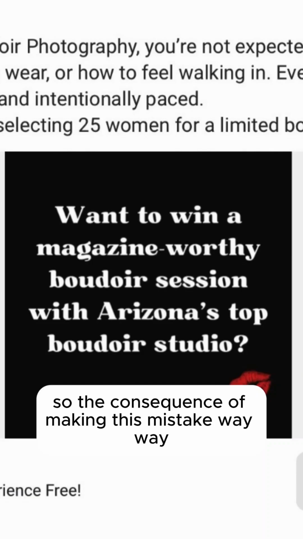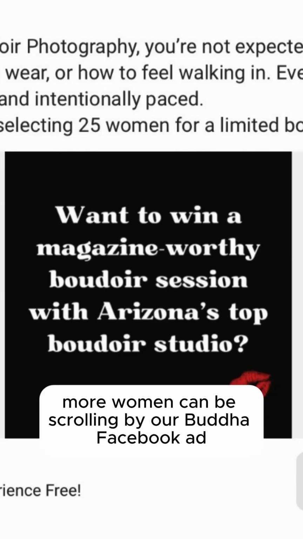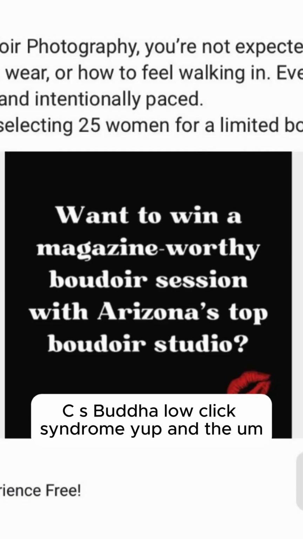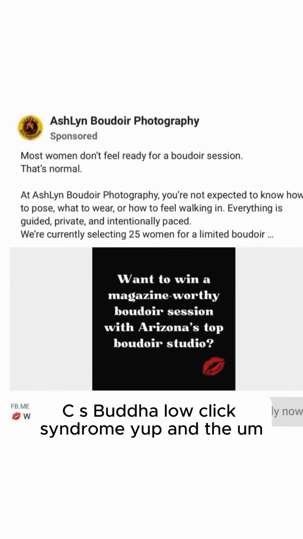So the consequence of making this mistake: way more women are going to be scrolling by our Boudoir Facebook ad than necessary, pulling our unique CTR all under 6% and contributing to BLCS, Boudoir low click syndrome. Yep.